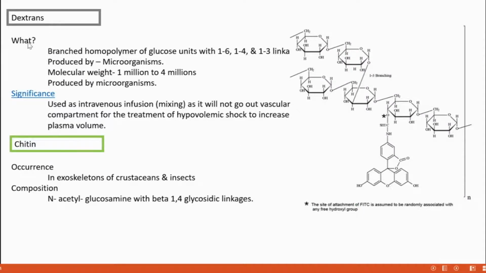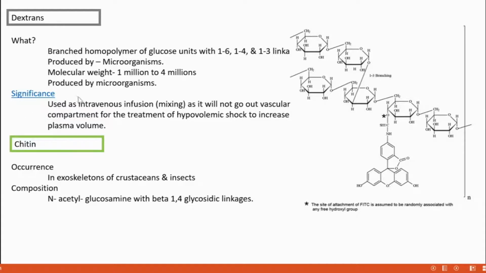Then dextran. Dextran is a branched homopolymer of glucose units, and different types of linkages are present. A 1,6 bond is there, a 1,4 bond is there, and 1,3 linkages are there. Here this one is 1,6, this is 1,3 linkage, and this is 1,4 linkage. It is produced by microorganisms. Its molecular weight is 1 million to 4 million.